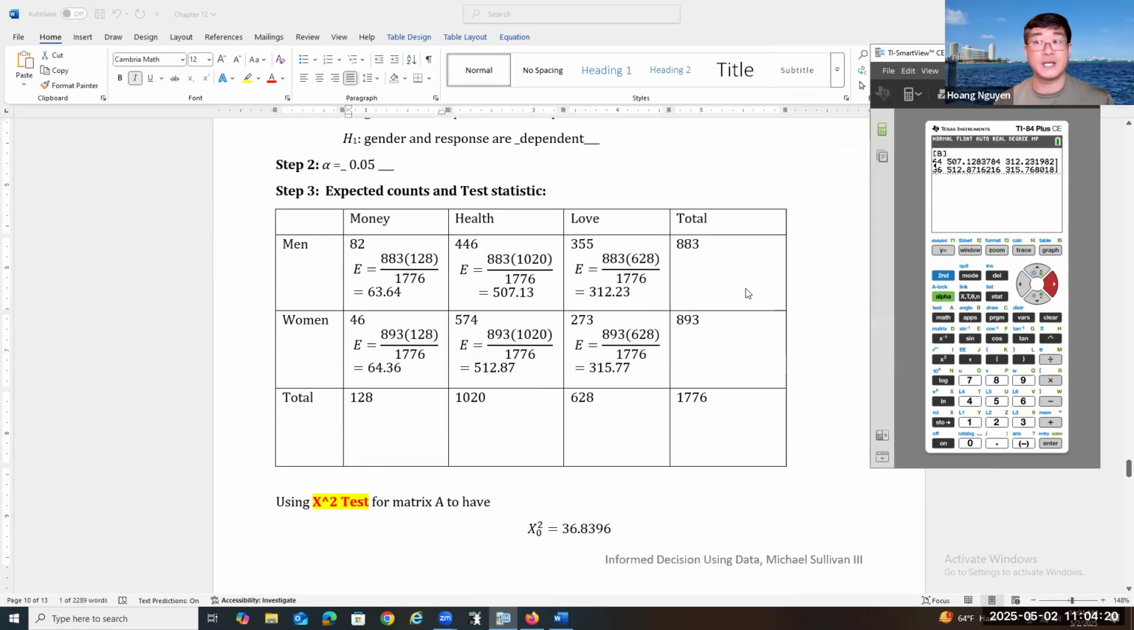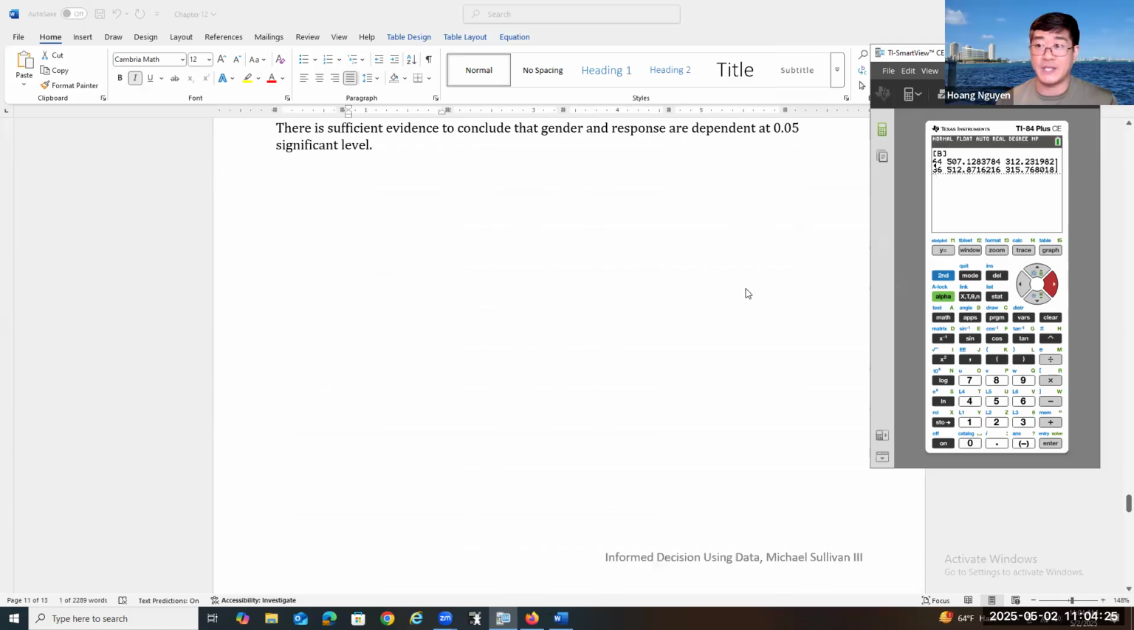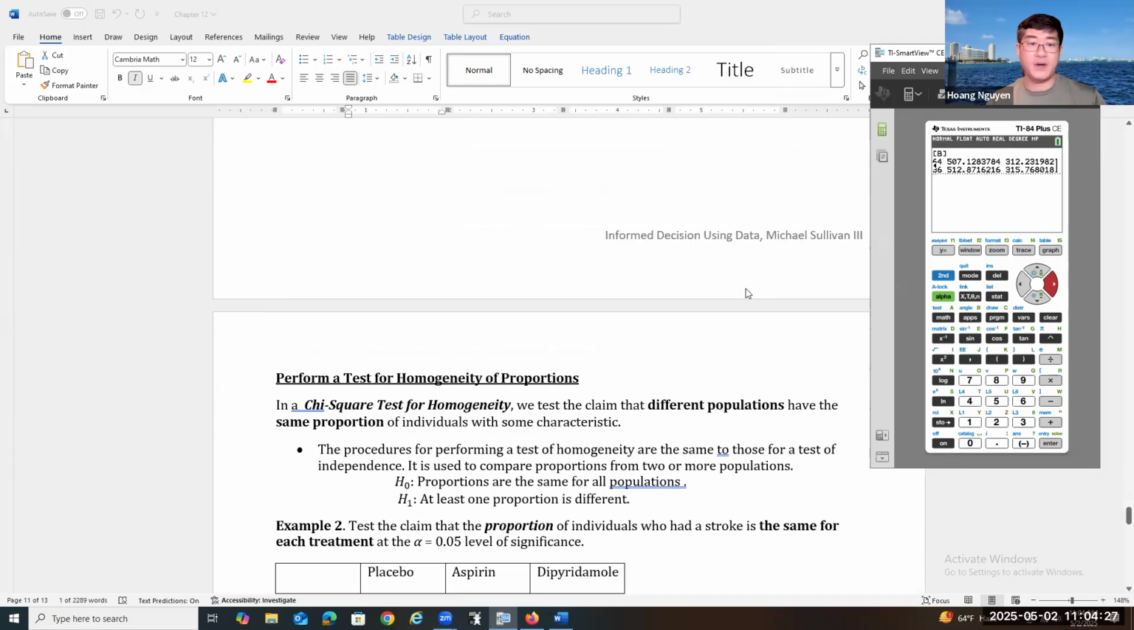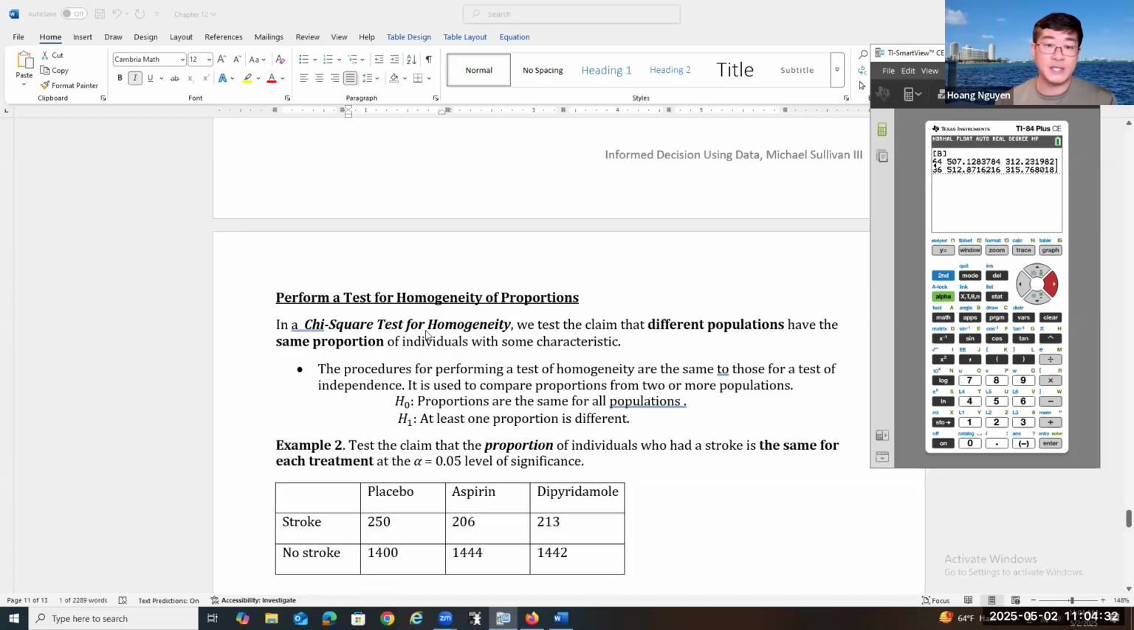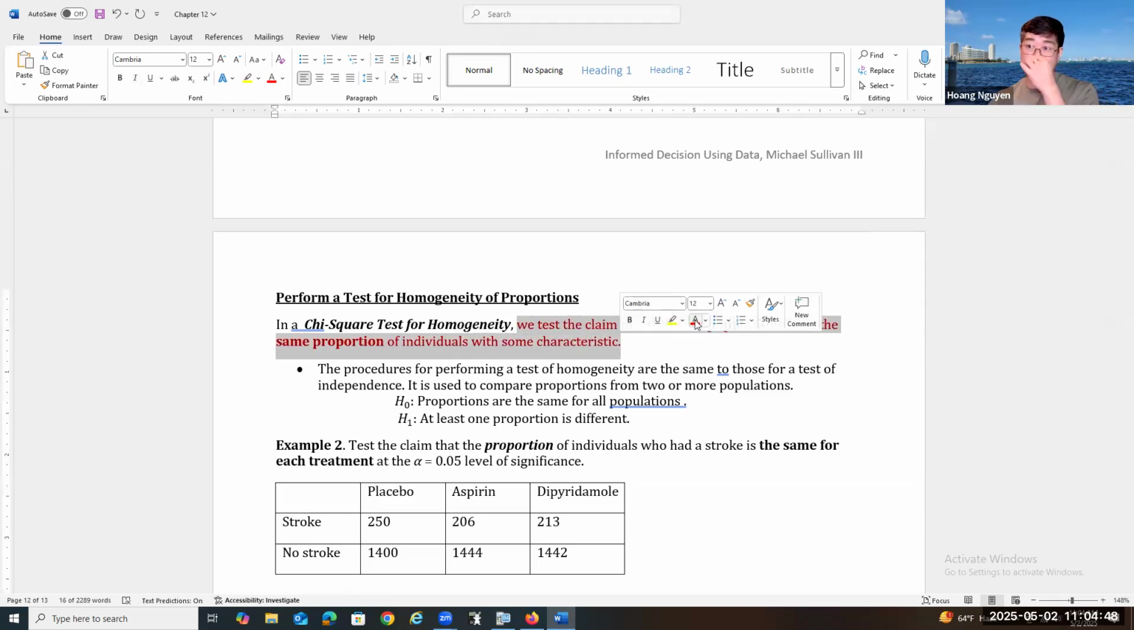Now we're going to use the same test, the chi-square test, but now we're going to test for homogeneity of proportion. So what does it mean for a test of homogeneity of proportion? In a chi-square test for homogeneity, we test the claim that different populations have the same proportion of individuals with some certain characteristic. So you want to see if different populations have the same proportion on some certain characteristic.